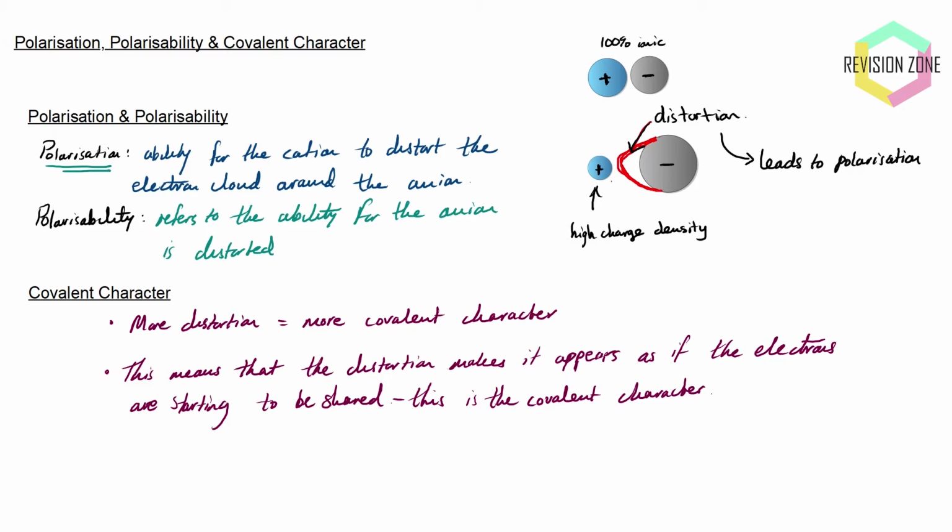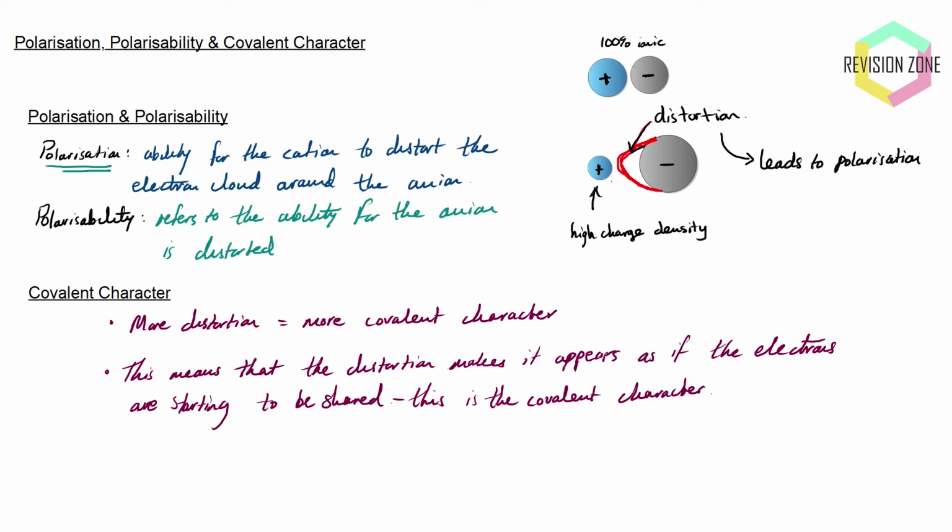So actually I've gone back and I've changed this definition a little bit. Well, actually quite a bit, to make it a bit more sense. So this means that the distortion makes it appear as if the electrons are starting to be shared. Makes it look like they're starting to be shared. This is what we mean by covalent character. It's not a covalent bond, it's just that covalent character.